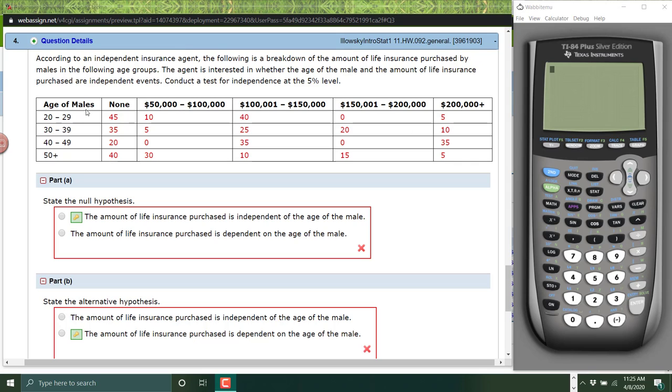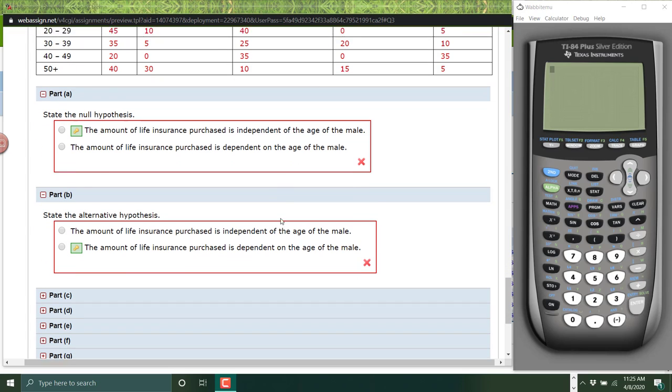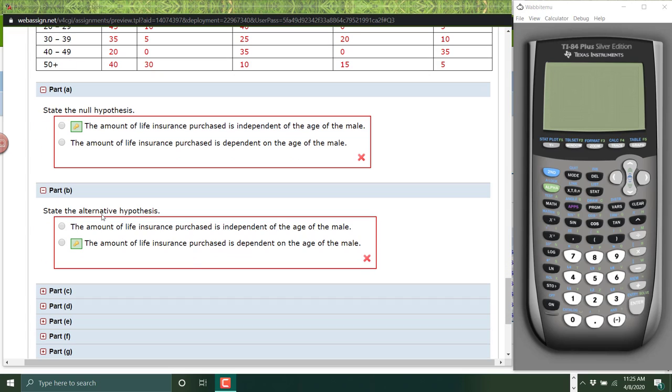So in this case, we're looking at age of males and how much life insurance they have. So the null hypothesis for all of these is always going to be that they are independent, and then the alternative is that they are dependent of each other.